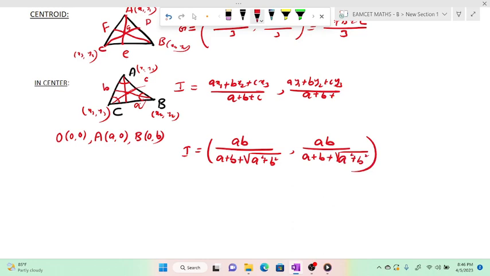When we use this formula, one vertex must be (0, 0) and the remaining two vertices are in this form: (A, 0) and (0, B). In this case, apply the incenter I is equal to (AB / (A + B + √(A² + B²)), AB / (A + B + √(A² + B²))).